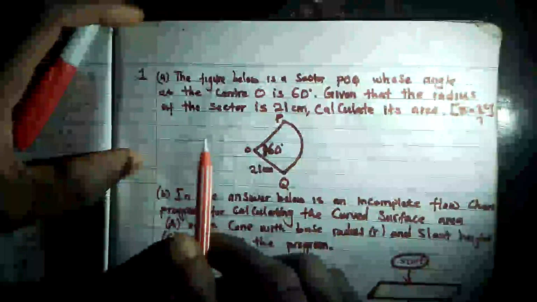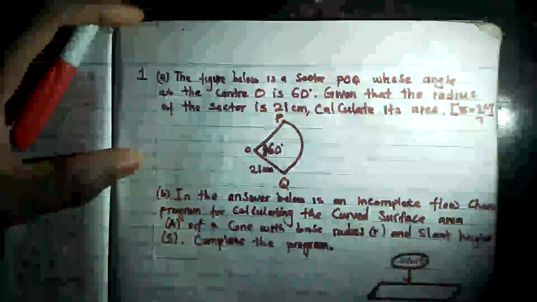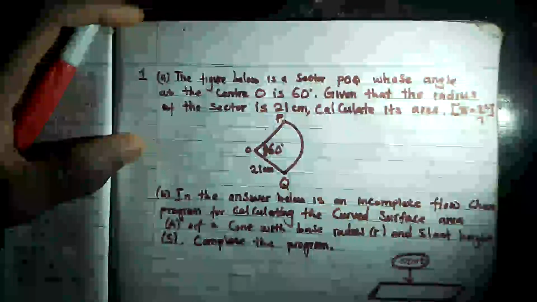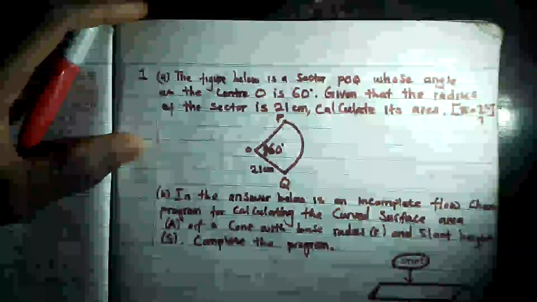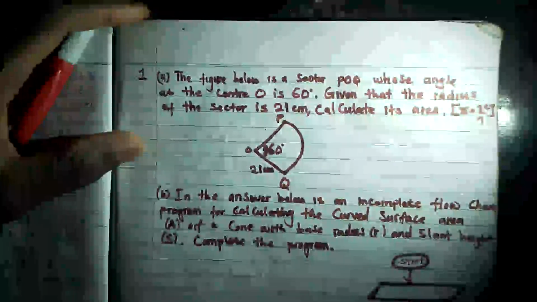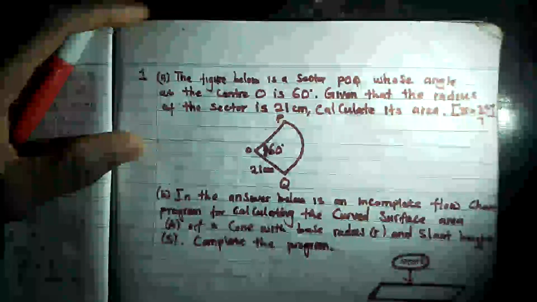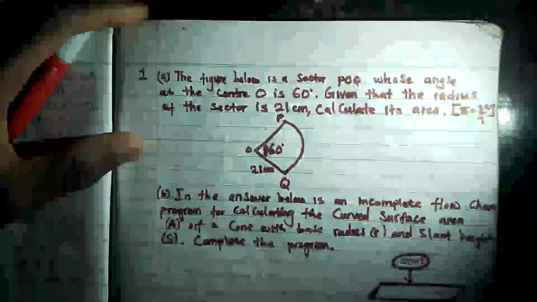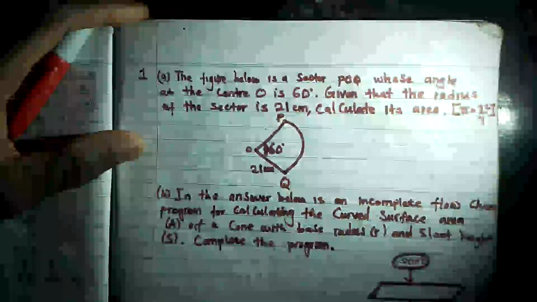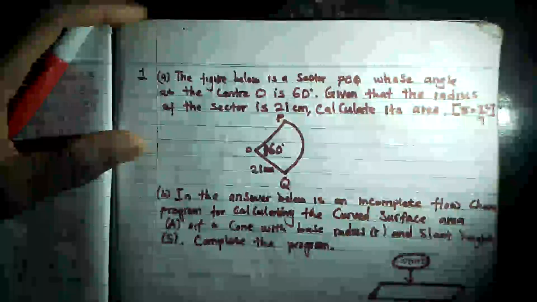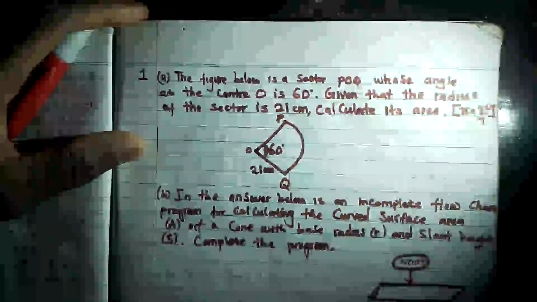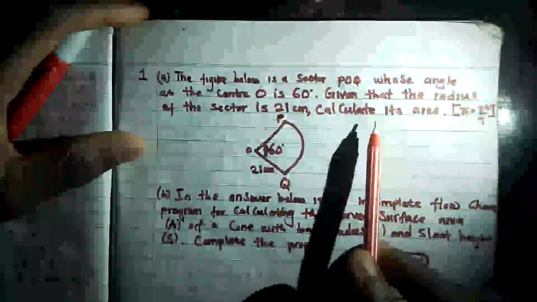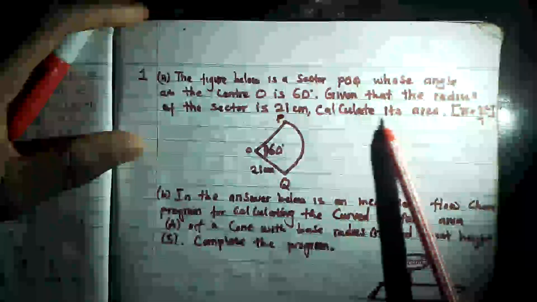Question one, part A, says the figure below is a sector POQ whose angle at the center is 60 degrees. The center here is center O. Given that the radius of the sector is 21 centimeters, calculate its area.